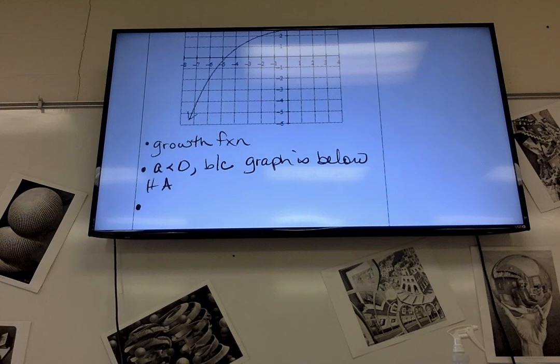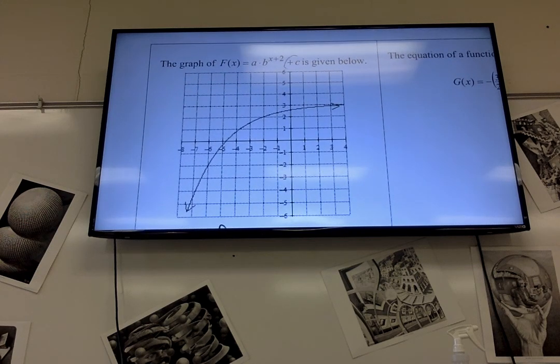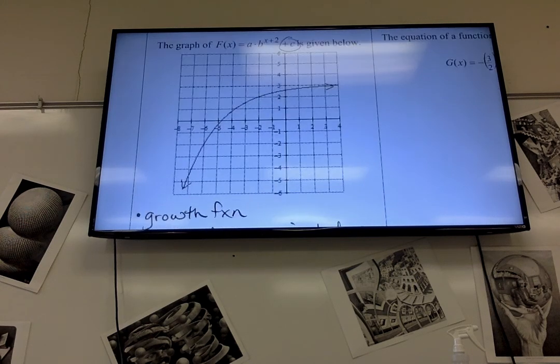Horizontal asymptote is y equals 3. So what's c then? c is positive, and what is it? 3. Yeah. That means the number added on the end is positive 3.